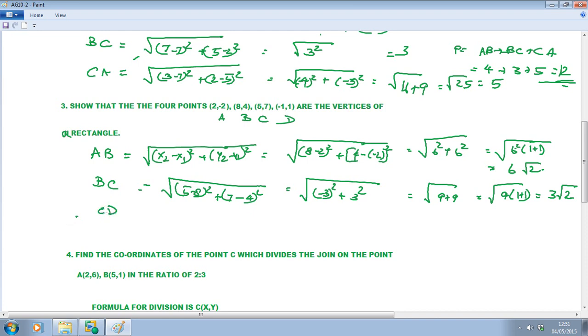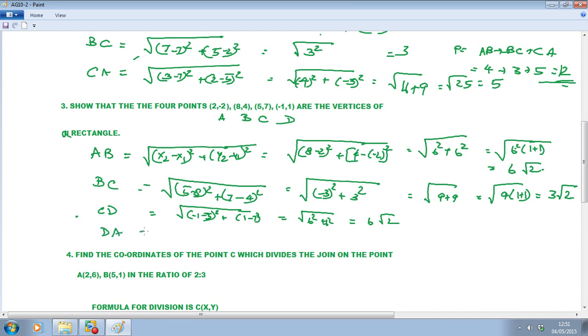So find CD is equal to, similarly, root of (minus 1 minus 5) whole square plus (1 minus 7) whole square is equal to root of 6 square plus 6 square, same as the first one. This is 6 root 2.